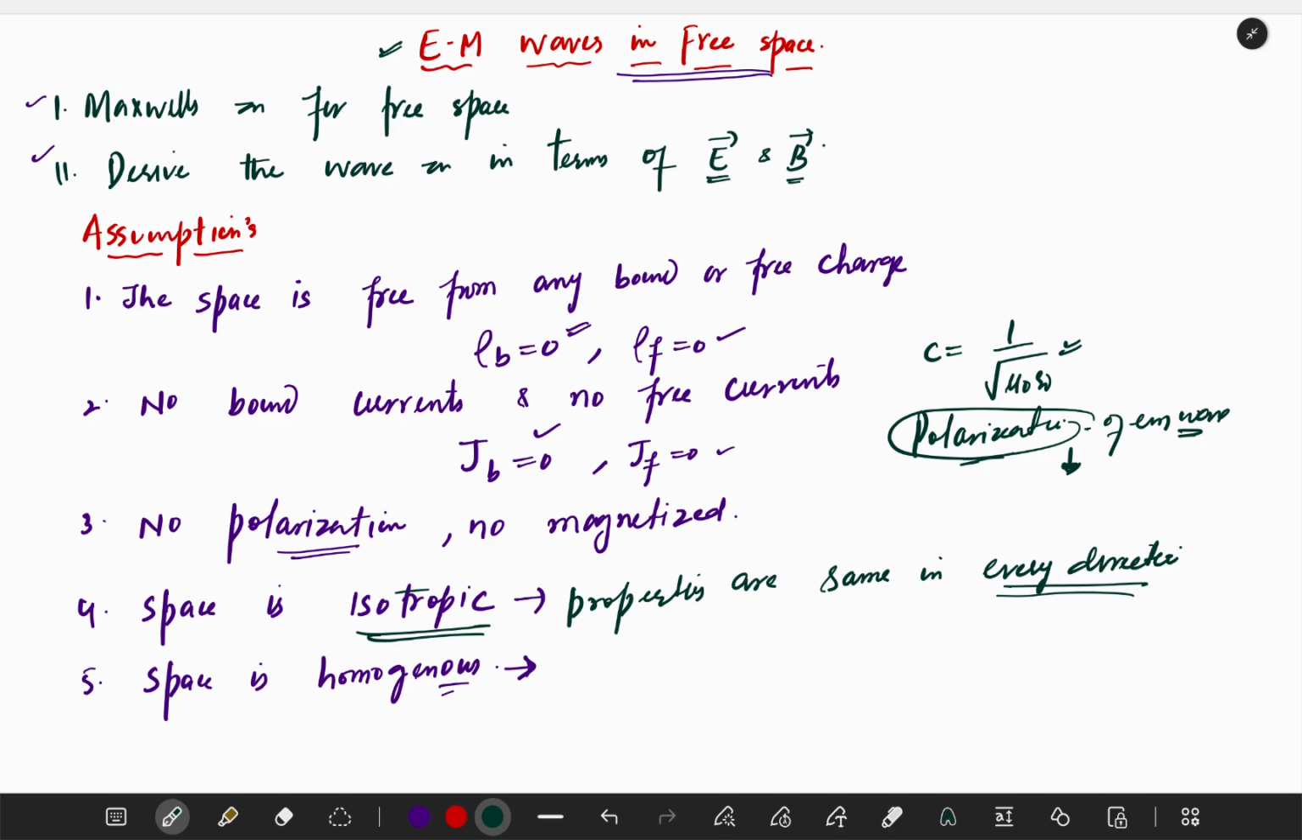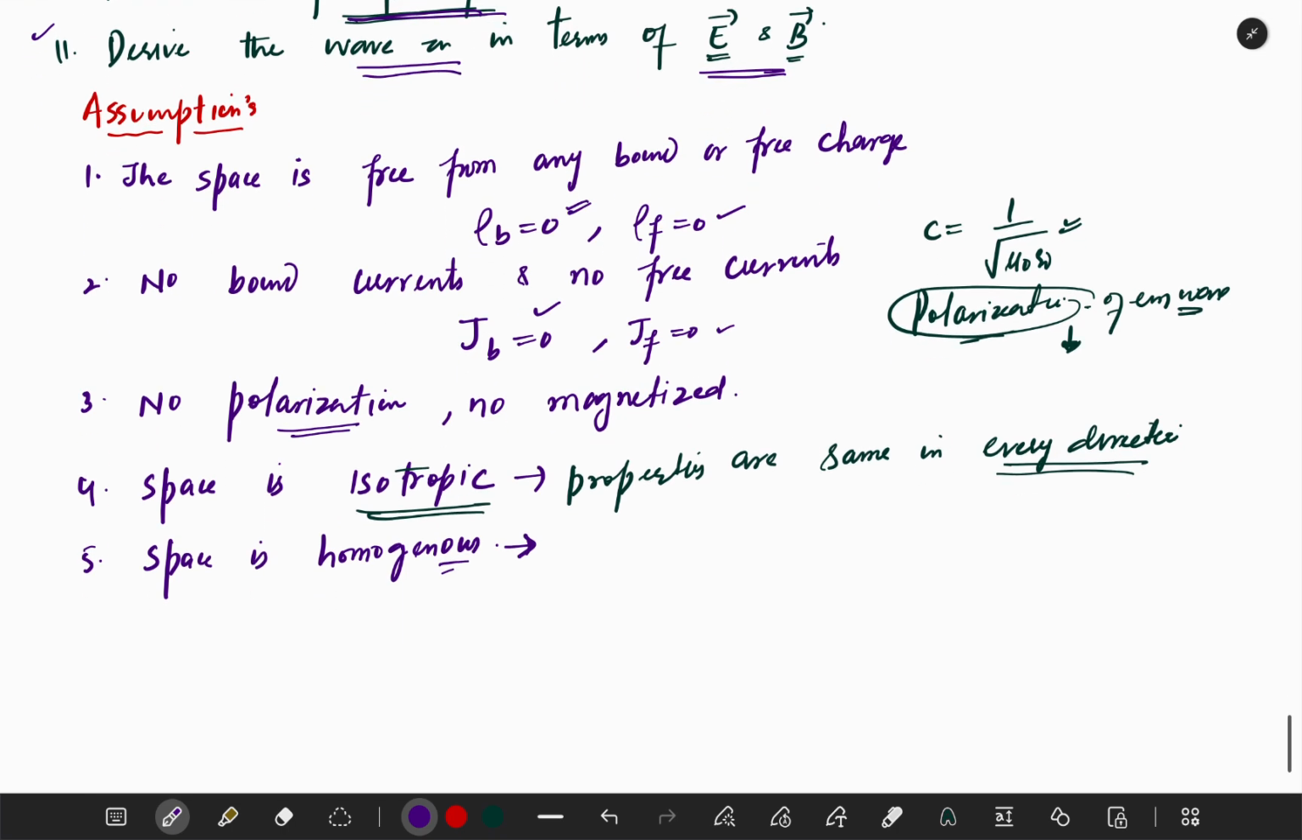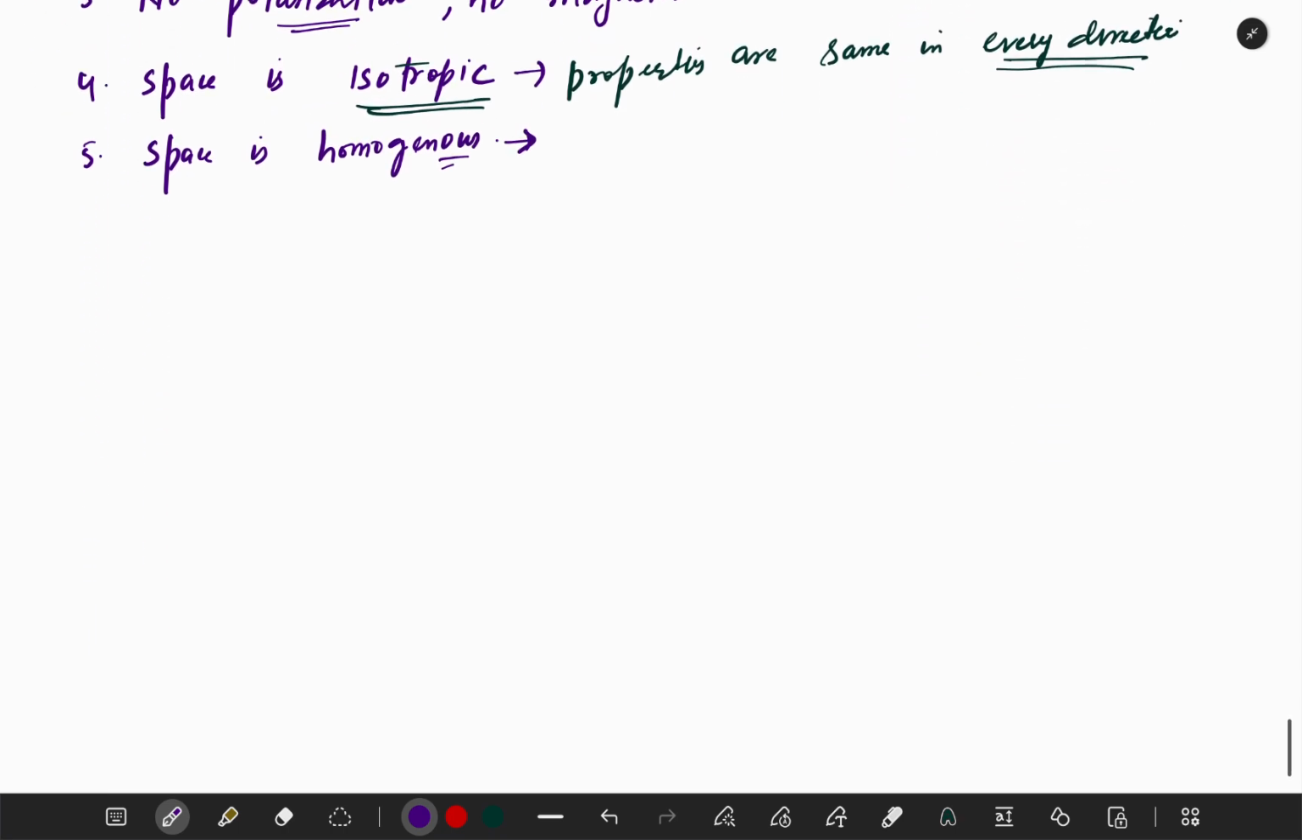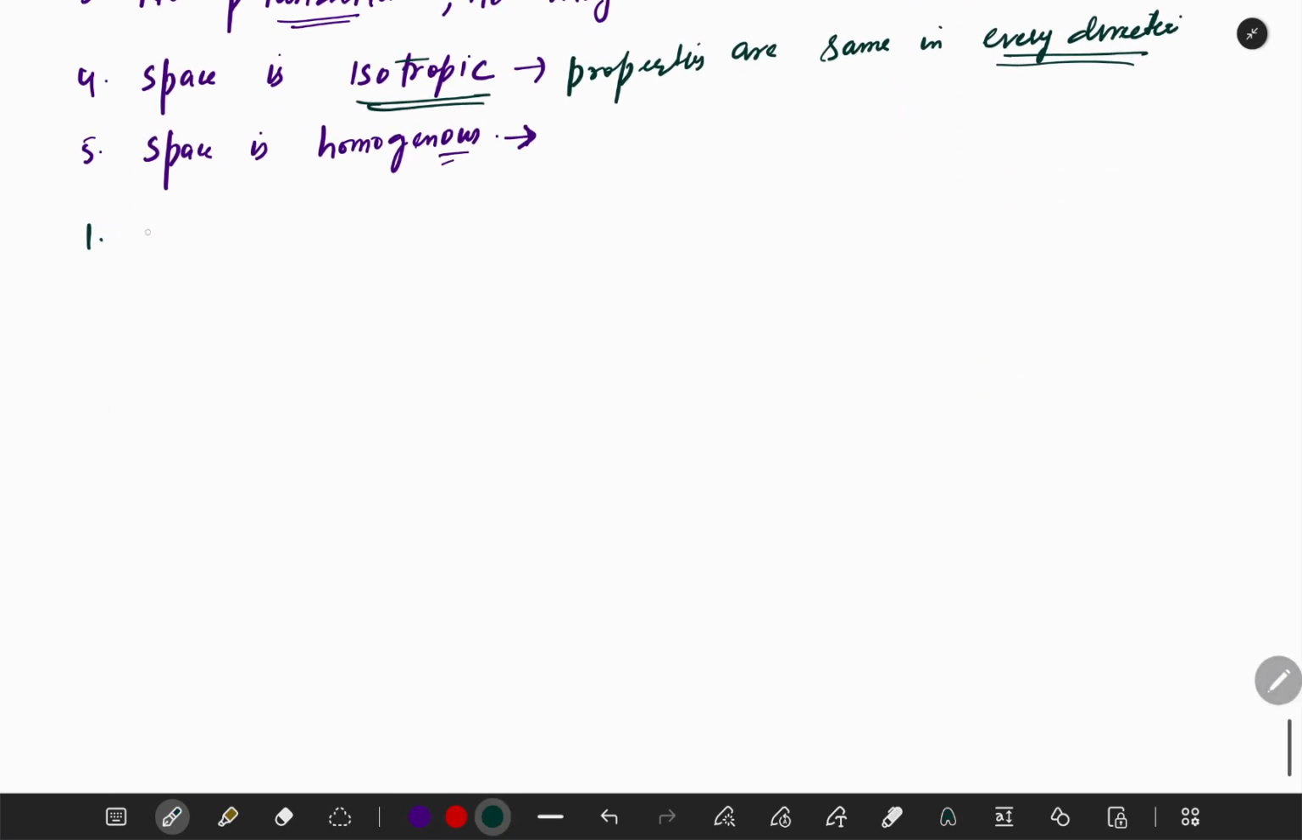But for this video, first we'll try to understand how the Maxwell's equations get transformed in free space, or how we write the Maxwell's equations in free space. Second, we'll try to understand the wave equation in terms of E and B. So let's go to the first part, Maxwell's equations in free space.